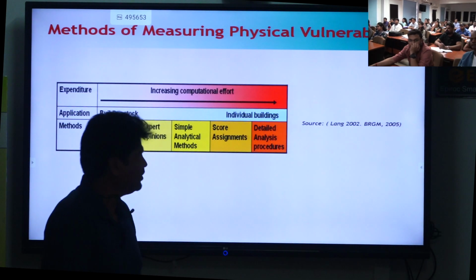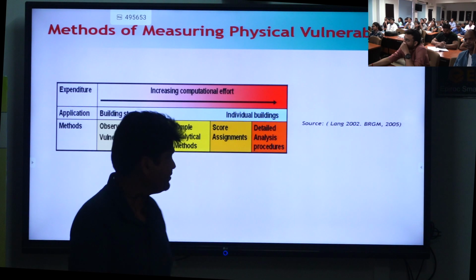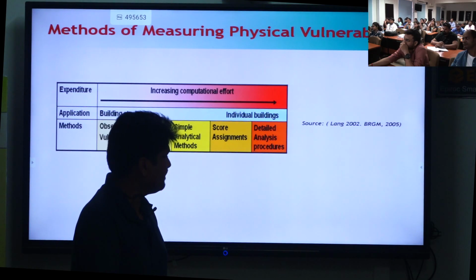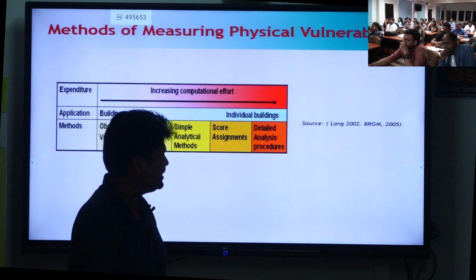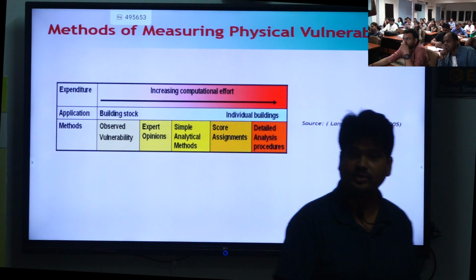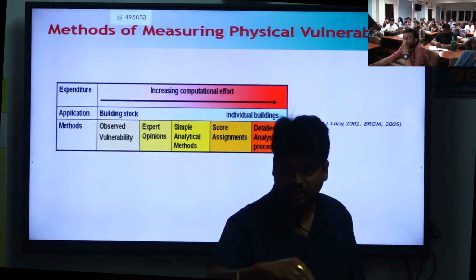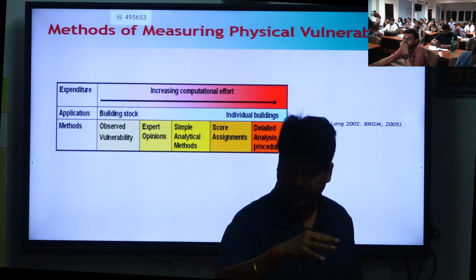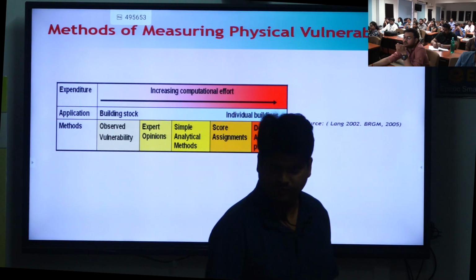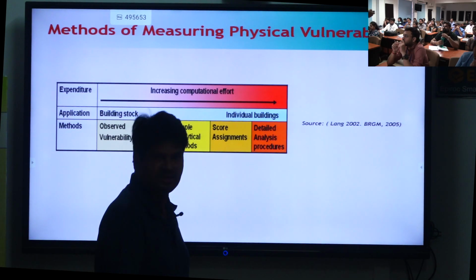So if you look at it, depending on the time, resources, and money that you have, you can do anything from a simple observation-based vulnerability assessment all the way to a detailed analysis-based vulnerability assessment. That means you can go to the individual building level. Or sometimes if it is a 20-story building, you have that information, and each layout of the building you can also analyze. Okay. So here I have put expert opinion, simple analytical method. You love expert opinion. Okay.